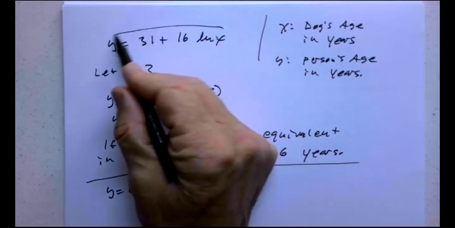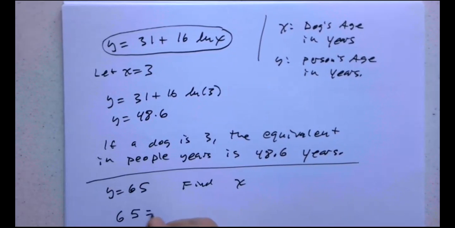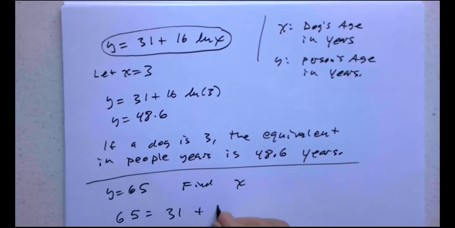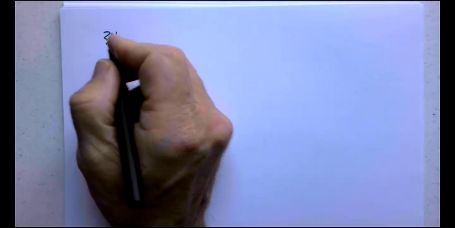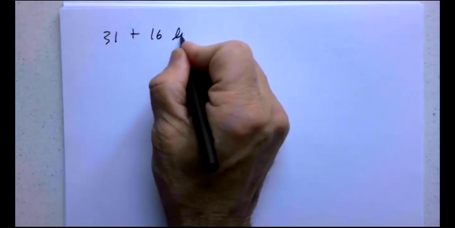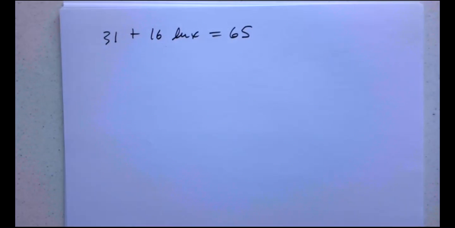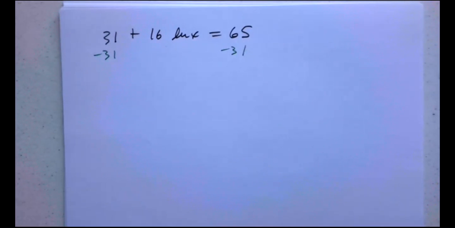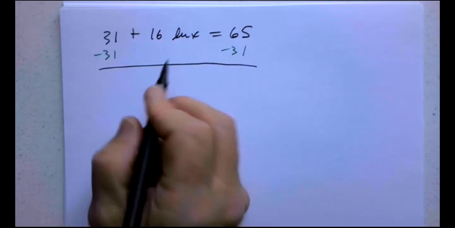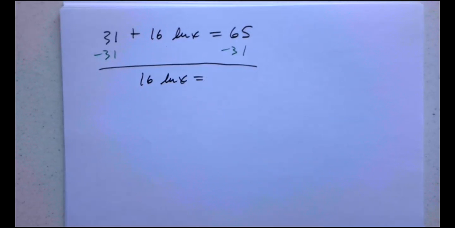So here's our formula. y is a person's age, so 65 is going to equal 31 plus 16 times the natural log of x, and we're going to try to solve that. I'm going to rewrite it on the left side. I like the log on the left. 31 plus 16 times the natural log of x equals 65. Let us subtract 31 from both sides. And I get 16 times the natural log of x is 34.